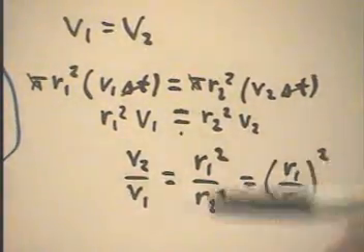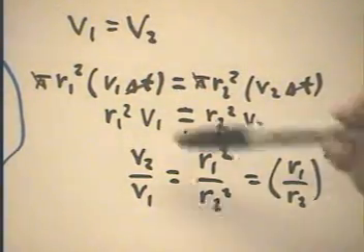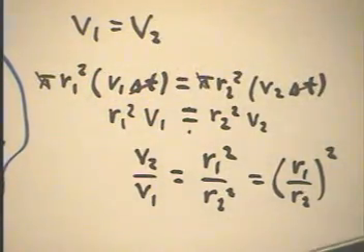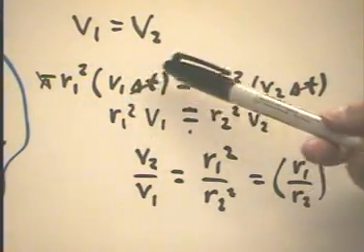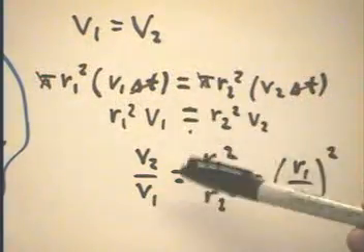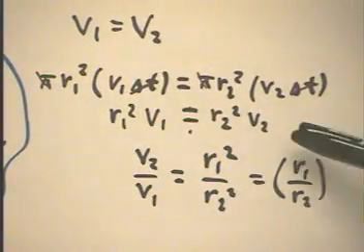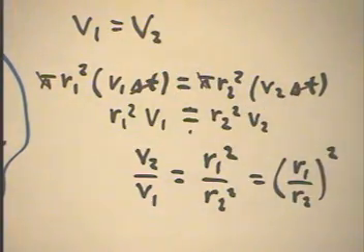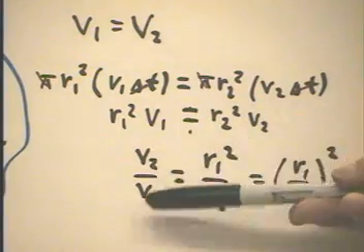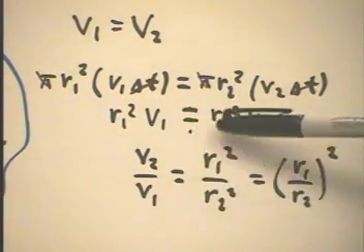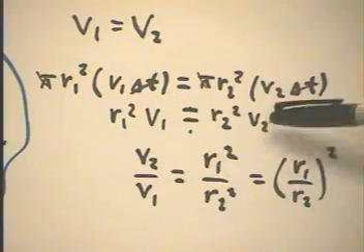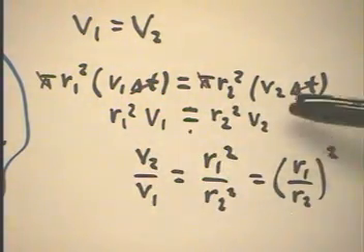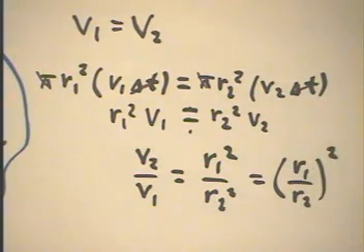So, noting that the volume V1 has to equal the volume V2, we write this as an equation using the expressions for volume V1 and volume V2. Setting these equal, we can divide the pi out of both sides, and we can divide delta t out of both sides, obtaining r1 squared V1 equals r2 squared V2, which tells us that V2 over V1, if we divide both sides by V1, and then divide both sides by r2 squared, is going to equal r1 squared over r2 squared, which is r1 over r2 quantity squared.